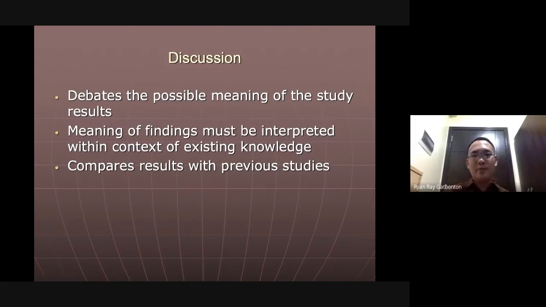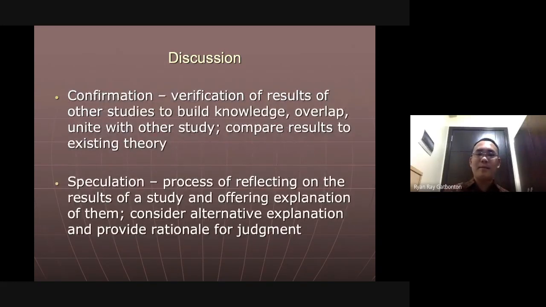And you also include some discussion, okay? Which includes a debate on the possible meaning of the study results, giving meaning to the findings, and the interpretation within the context of existing knowledge. So in the discussion part, it also involves comparison of results with previous studies. So sa discussion, dalawang task, no? Dalawang task ang usual na ginagawa.